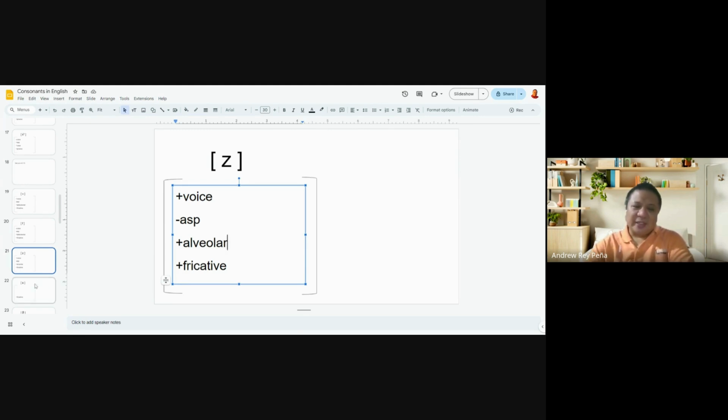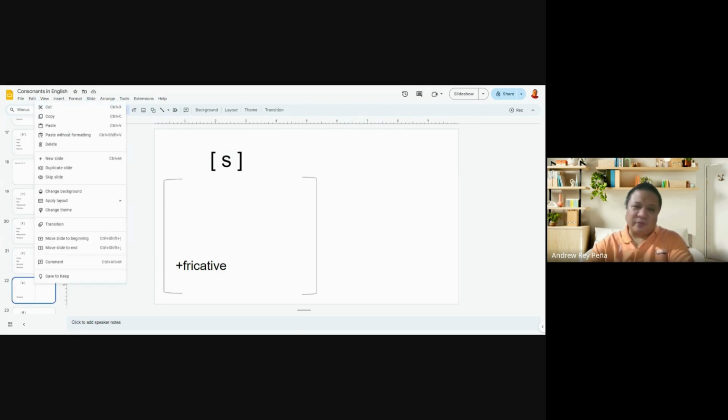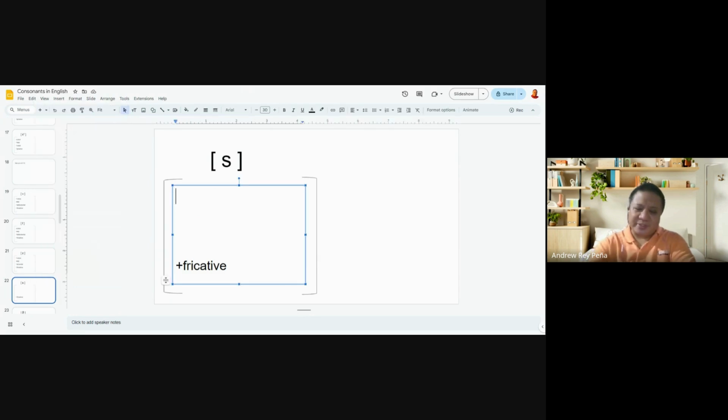It has a voiceless equivalent, which is the s. So the s is voiceless.